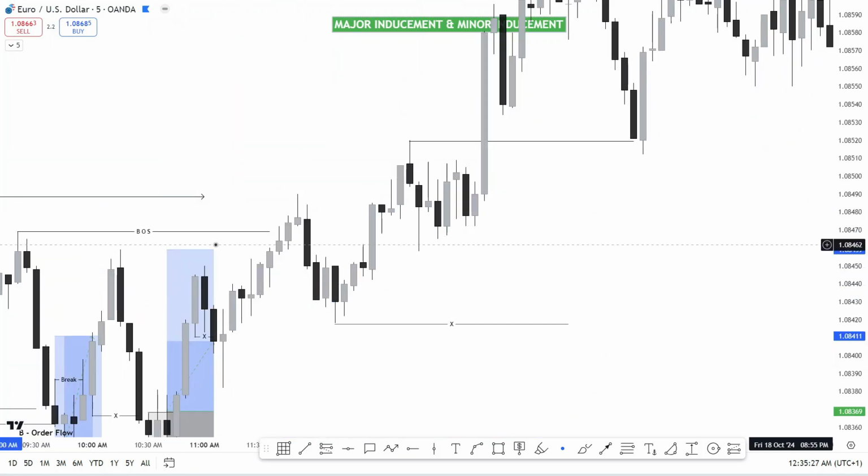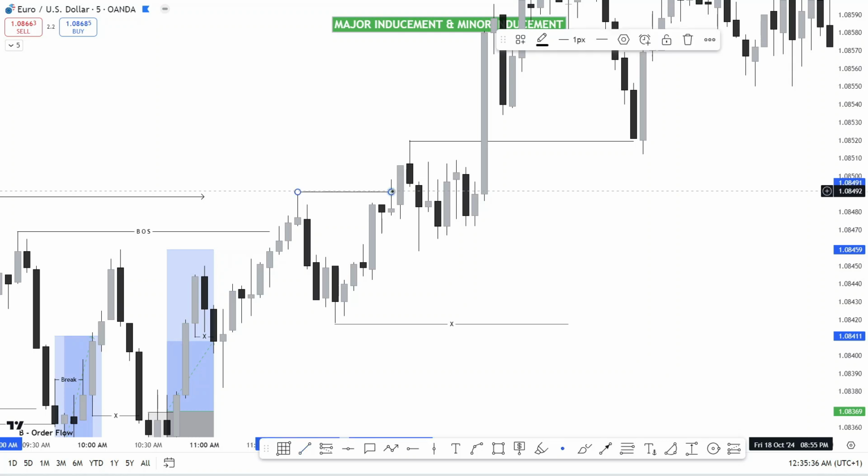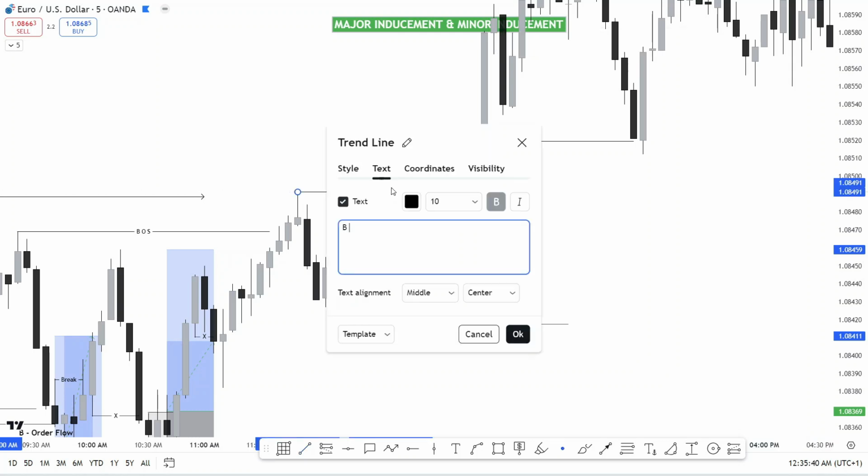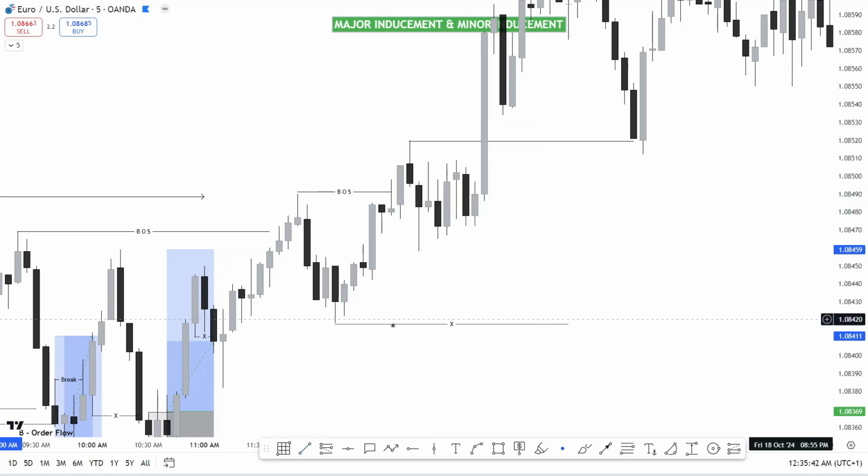Now, after the break of structure, what else are we looking for? Inducement. There was no inducement, and we now have what? Another break of structure. So when we have that break of structure, what else are we looking out for? We are looking out for inducement. This is our inducement, and as you can see, I drew it right here.